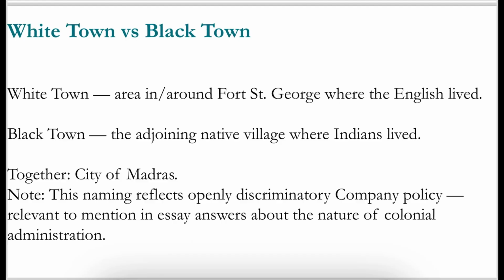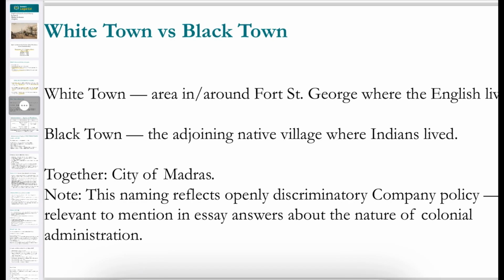All right, so the area which was around and inside Fort St. George is where the English residents lived, and it was called as the White Town. The area which was adjoining the Fort St. George, there lived the native Indians, all right, and that area was called as the Black Town. So both of these, White Town and Black Town, together formed the city of Madras.